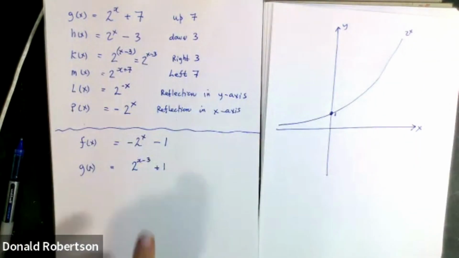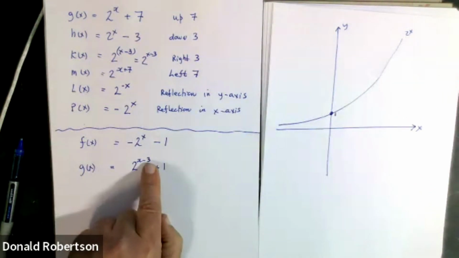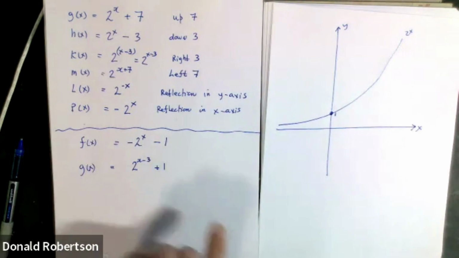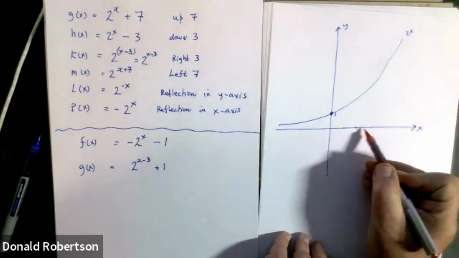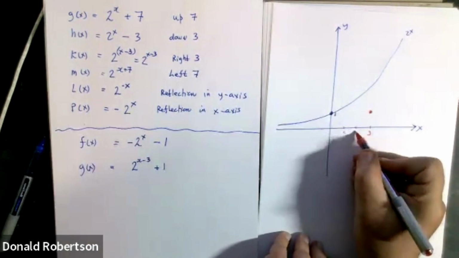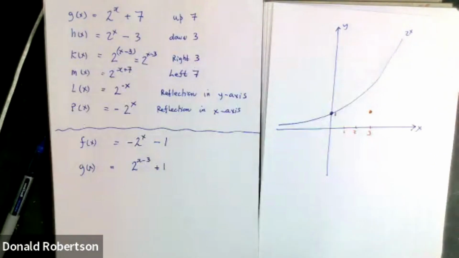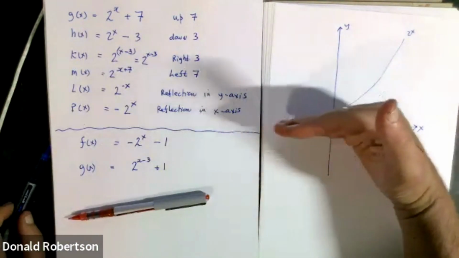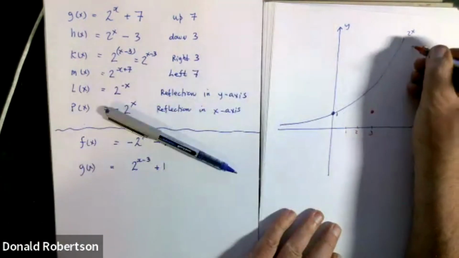Now, what are the transformations this time? Well, you're going to move me to the right 3, and then you're going to move me up 1. So let's just move it to the right 3. And you take this point and you move it to the right 3. It's now there. Now, all the other points slide to the right. But if you just move something to the right, the horizontal asymptote is still where it always was. So what you basically do is you try and draw a road.